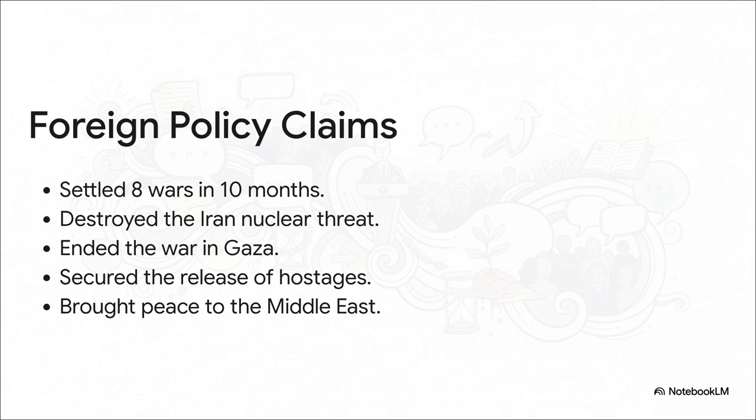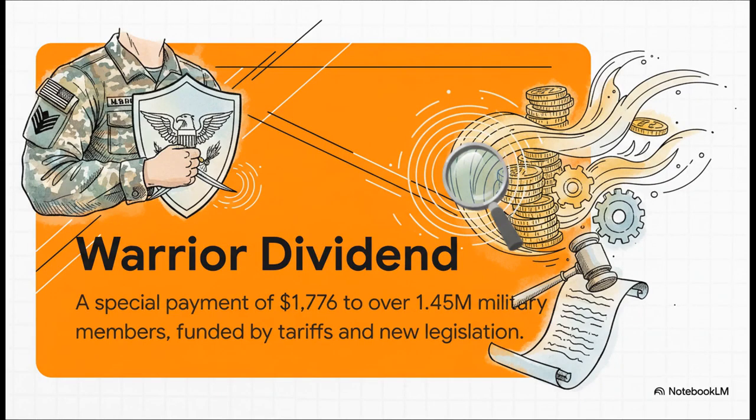Settling 8 wars in 10 months, ending the war in Gaza, bringing peace to the Middle East for the first time in 3,000 years. The point of listing them like this is to create a sense of just overwhelming success and power. And this is clever, because it links the economic story right back to the military story. It introduces this thing called the warrior dividend, a special payment for service members. And it makes a point to say this is being paid for by those tariffs we talked about earlier. So it's framed as a direct payback, a thank you funded by the new economic strategy.